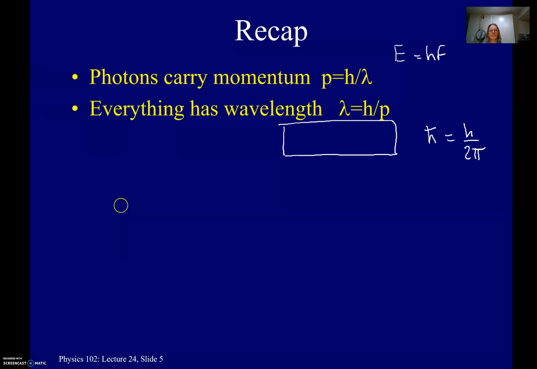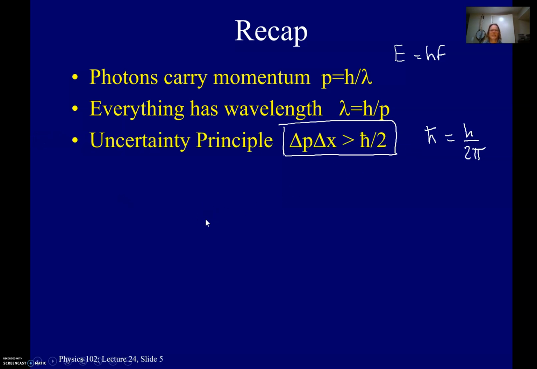So photons have momentum. Everything has a wavelength. Even you and I, if we're moving, if we have momentum, we have a wavelength. The uncertainty principle says we can't know one thing without the other very well. That's a special kind of h, the h over 2 pi, h-bar. It's not a big deal. It just cleans things up a little bit. Hey, there's an atom.